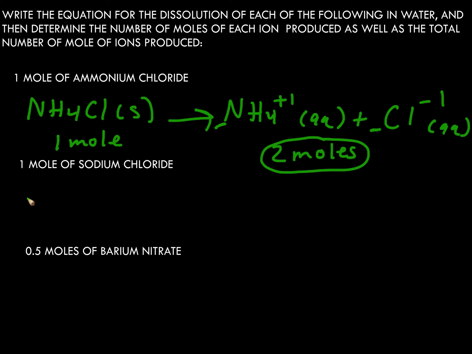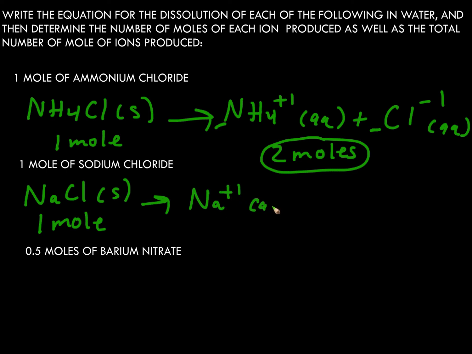Now the next one, I have 1 mole of sodium chloride, NaCl. So now I'll break that apart into Na plus 1 aq. Remember, aq is aqueous, plus Cl minus 1 aqueous. 1 plus 1 we know is 2 moles. Now, here's a little trickier one.